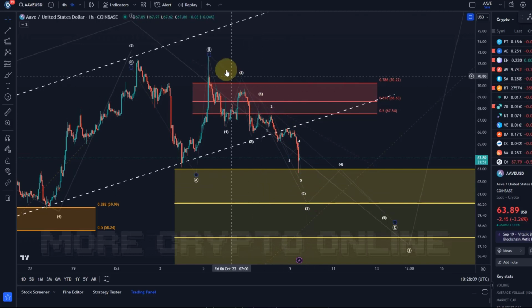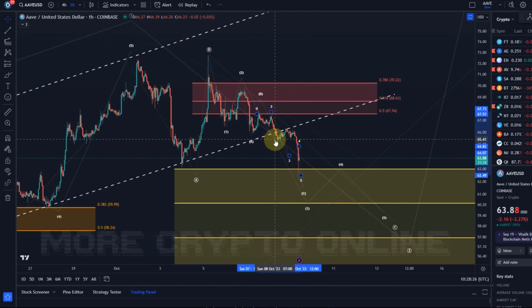because in this ending diagonal, right? Again, we deal with corrective subwave structures. So wave 1 was also an ABC structure, wave 2, wave 3 is ABC, and then this would be the C wave now. And in the C wave, to be honest, this move down looks like a third. So probably the C wave is as well an ending diagonal.